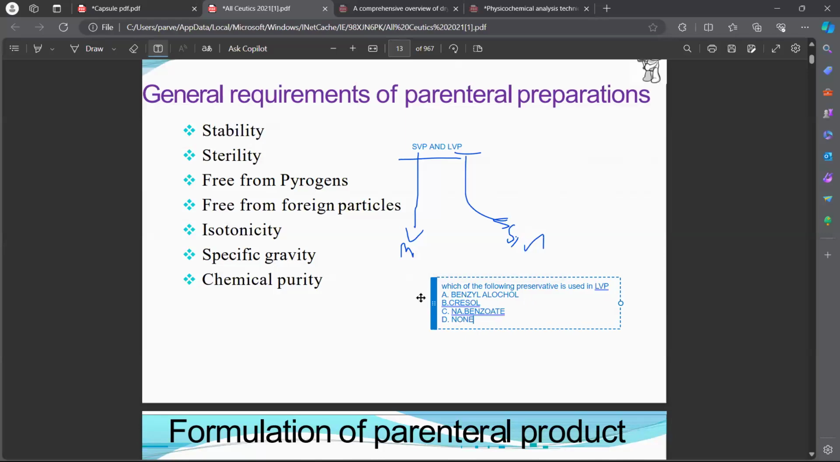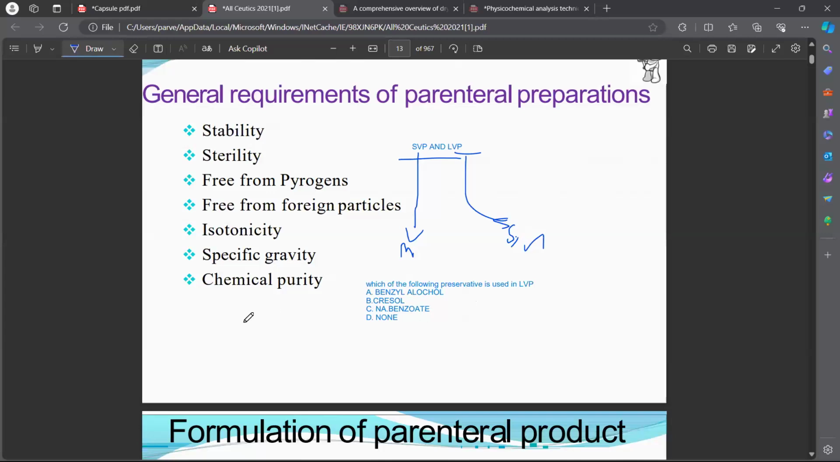Provide me the answer to this question, guys. Which of the following preservatives is used in the large volume? Everyone should answer this question. Great, guys. So in large volume parenterals, no preservative is used. I hope you can recall all your concepts through this discussion.